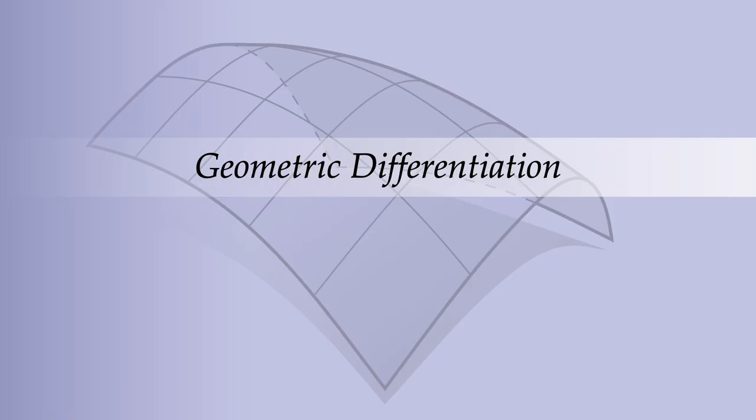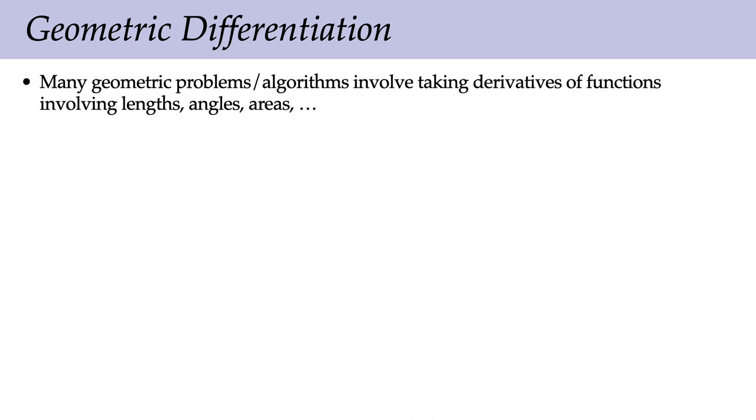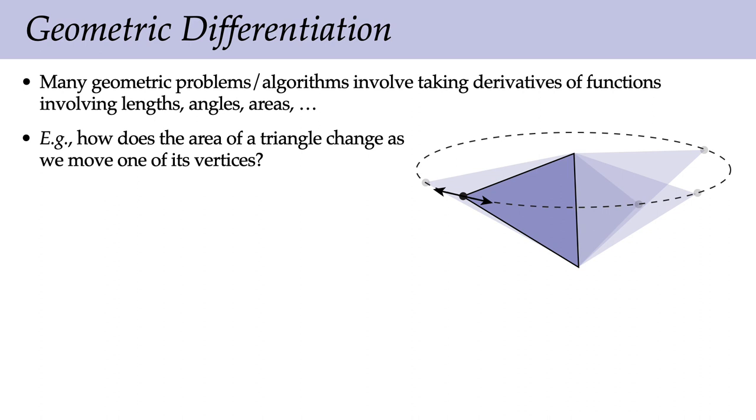Okay, I said our goal today is to relate these scalar curvatures to our vector curvatures by taking derivatives. And in order to do this, it's going to be helpful to ask, what's a good way to take derivatives of geometric quantities? A lot of geometric problems and algorithms involve, at some point, taking derivatives of functions expressed in terms of elementary geometric quantities, lengths, angles, areas, and so forth. For instance, at some moment, we might need to know, how does the area of a triangle change as we move one of its vertices around?